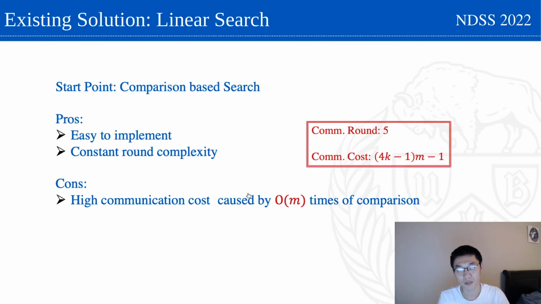About the complexity of this linear scan solution, the good part is that it has constant round complexity, but because it invokes linear times comparison, its communication cost is pretty high. Because this solution is just a linear scan instead of a binary search, we should find some way to reduce the number of comparisons.